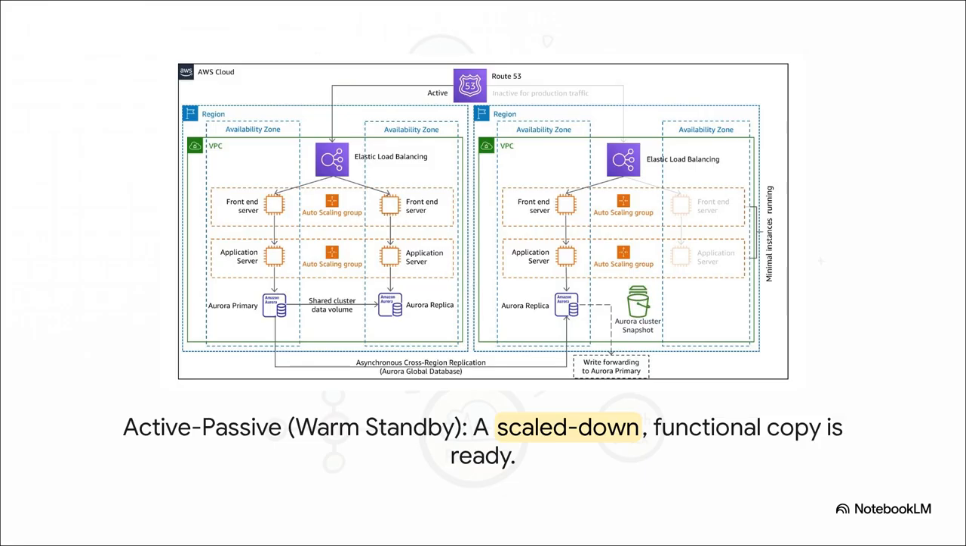It's running, it's warm. But notice that grayed out arrow from Route 53? It's not taking any live traffic. It's just sitting there, ready to be scaled up and take over the second it gets the call.